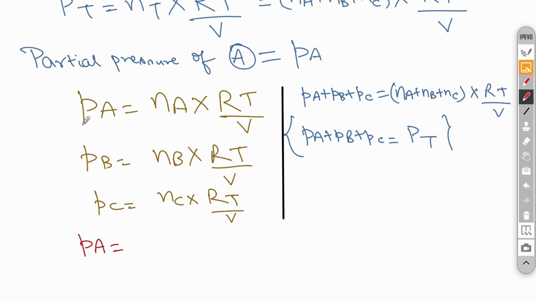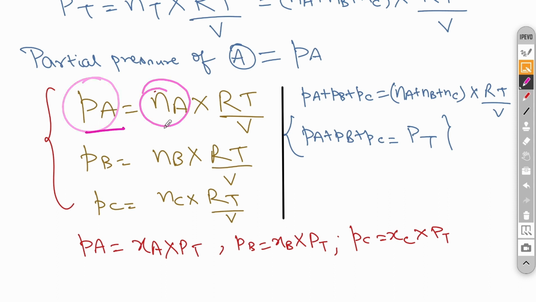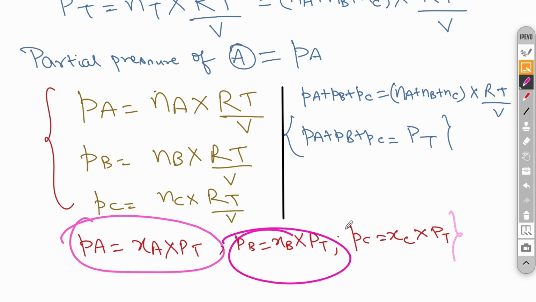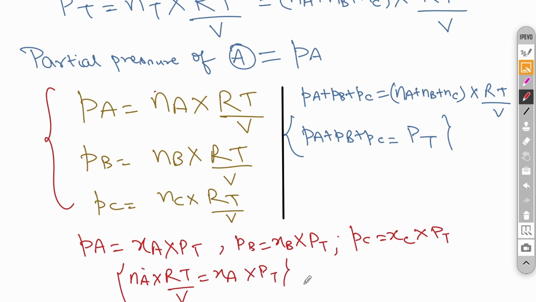So Pt is equal to Pa plus Pb plus Pc. This is what we derived from Dalton's law of partial pressure, right? So Pa is equal to Xa multiplied by Pt, Pb is equal to Xb multiplied by Pt. Similarly, Pc is equal to Xc multiplied by Pt. So we have written partial pressure in terms of moles as well as partial pressure in terms of mole fraction. These are simple formulas you need to keep in mind, and this is very easy to remember. Also, we can write Na multiplied by RT by V is equal to Xa multiplied by Pt, right? We'll discuss more about this in the next slide.